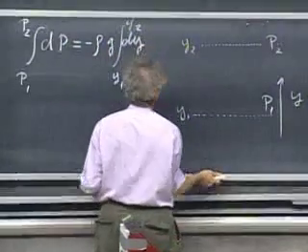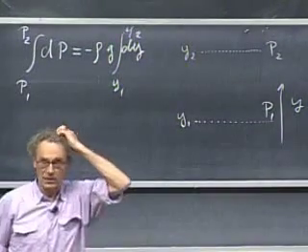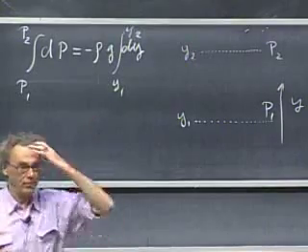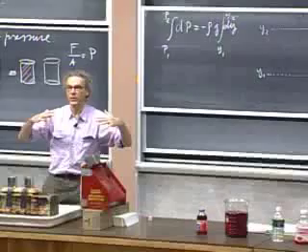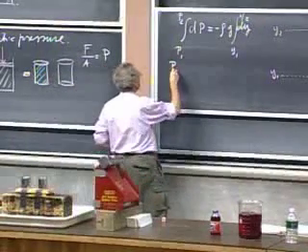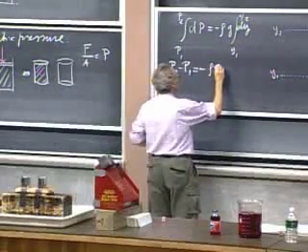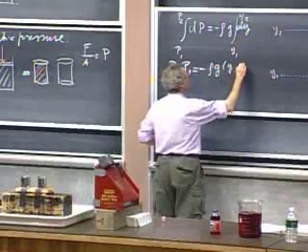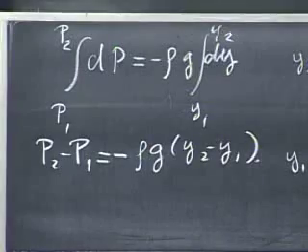So that's now a trivial integral because rho is constant. Rho is not a function of Y. With the atmosphere of the Earth, that's more difficult because rho is a function of altitude, but not with liquids. And so we get that P2 minus P1 equals minus rho g times (Y2 minus Y1). And this is called Pascal's law.